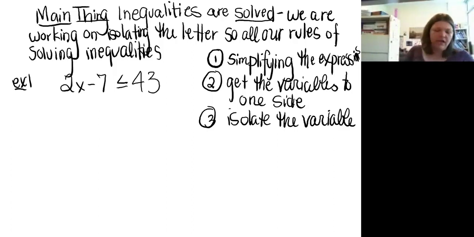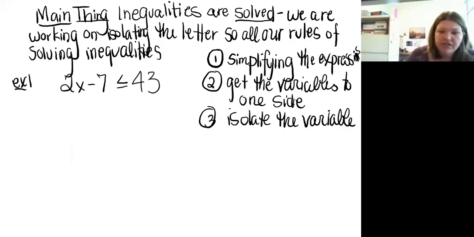So I know this is an inequality because I see here that I have, in this case, 2 expressions. I have an expression on the left-hand side, 2x minus 7. I have an expression on the right-hand side, 43. And I have a relationship of inequality between them. This one is less than or equal to. And like I said, all the old rules of solving are going to apply.